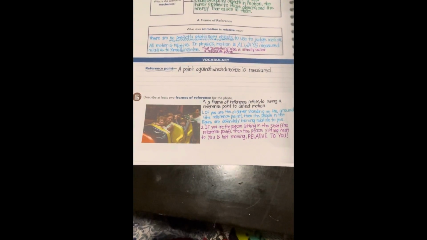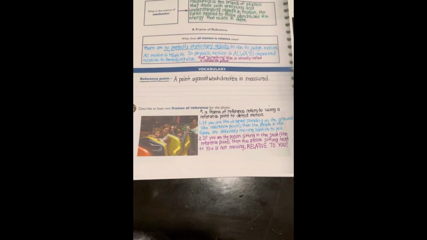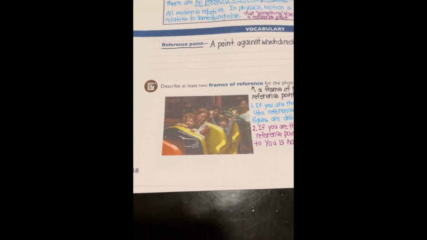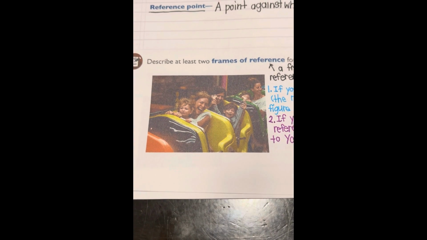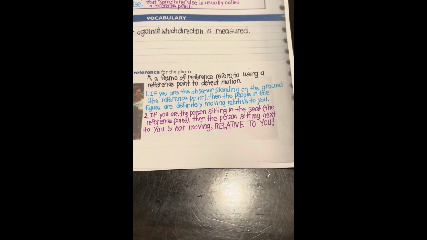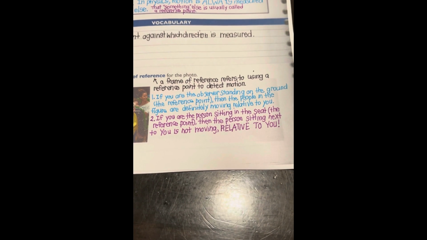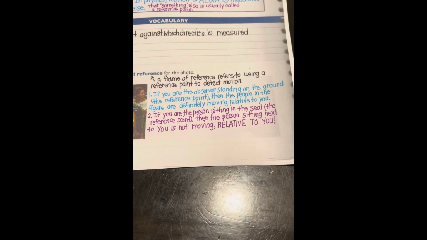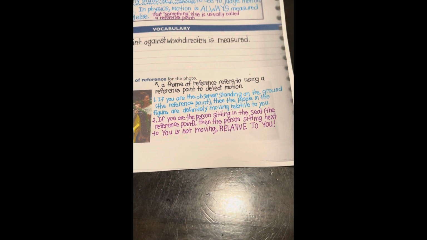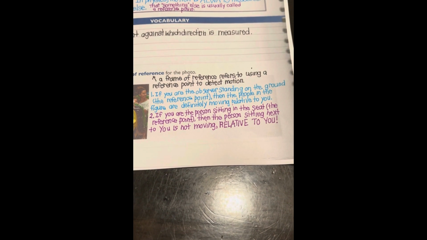All right, so here we go with this picture, and this is all in the book too. Describe at least 2 frames of reference for the photo. So a frame of reference refers to using a reference point to detect motion. So here we have the picture, some people enjoying a roller coaster. For the first point of reference, if you are the observer standing on the ground, so if I'm the reference point standing on the ground, the people in the figure are definitely moving relative to me because I am the reference point standing, just looking at the roller coaster flying by. So they are the ones that are definitely moving relative to me.